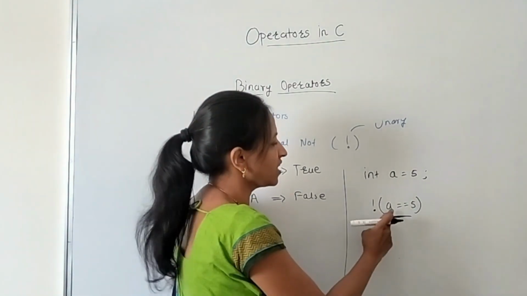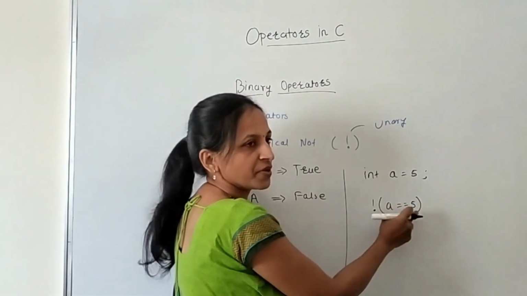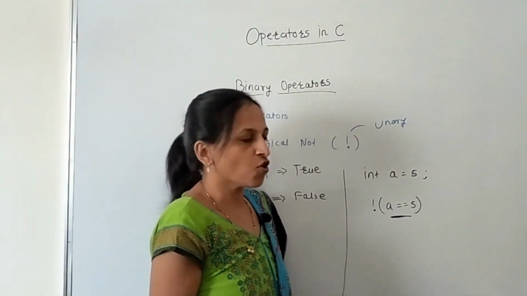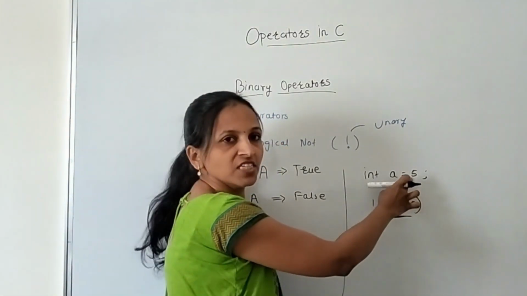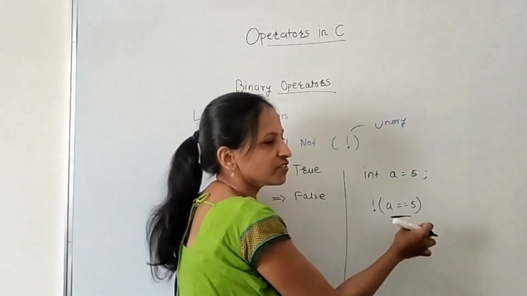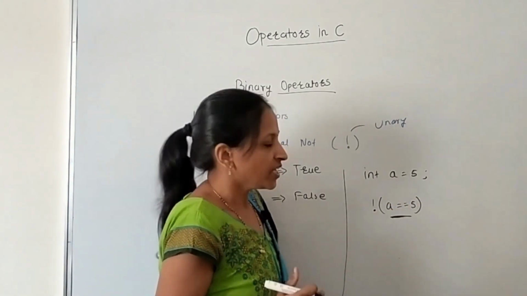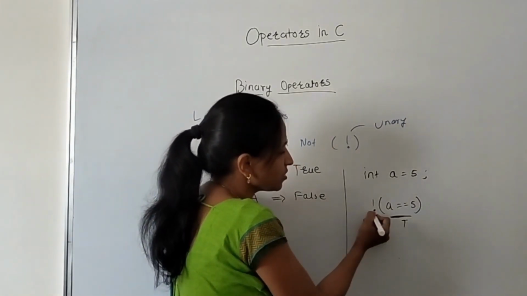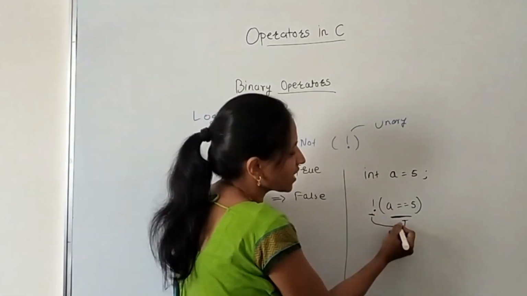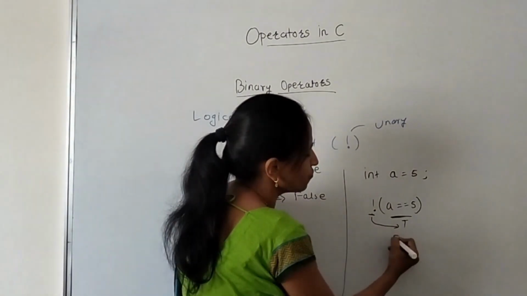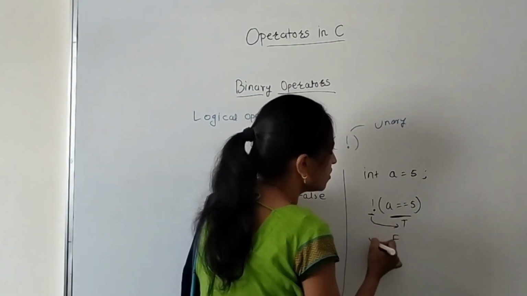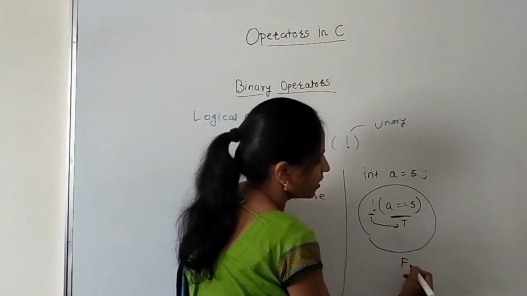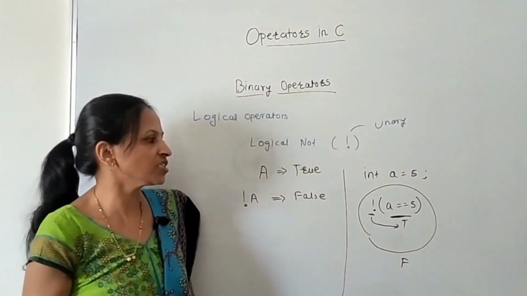This will check equality between two operands, where if both are equal then it will return true, otherwise false. In this case, the value of A is 5, so 5 equals 5, yes, it is true, that's why it will return true. But negation, meaning this logical NOT operator, will act on that and will return false. That's why the overall result of this operation will be false. This is a logical NOT operator.